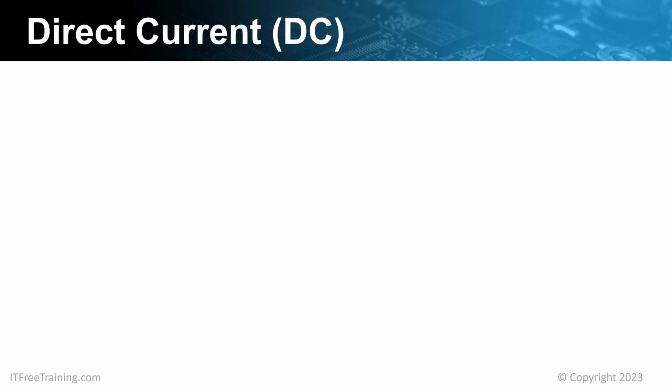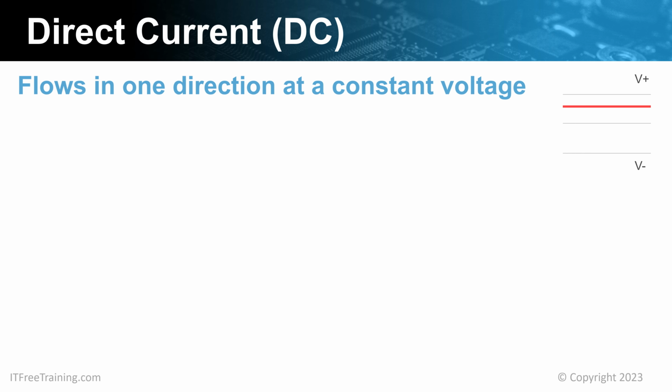In a direct current DC circuit, the charge flows in one direction from the positive to negative terminals.